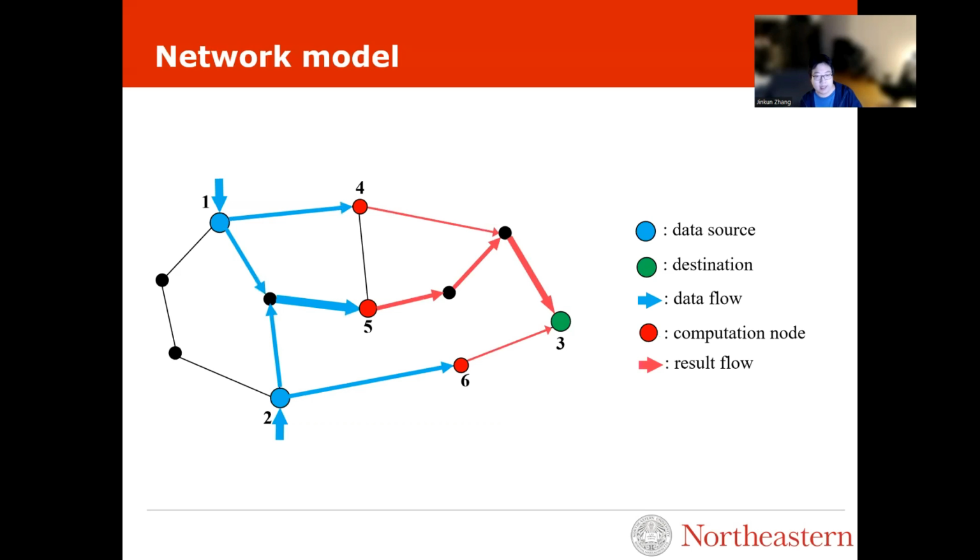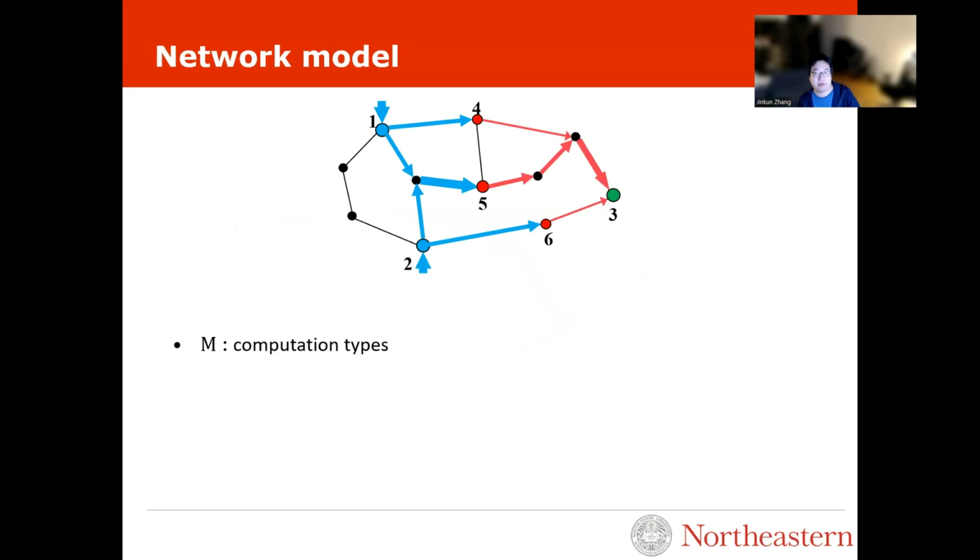So basically, a task refers to this whole procedure: to route data from data sources to the computation nodes, perform the computation, and then route the result to the destination. And what we want to optimize is how to route these data and result flows and where to place these computation nodes.